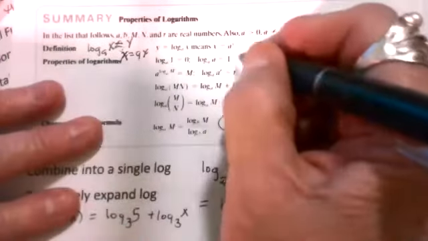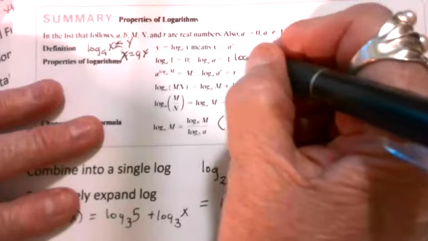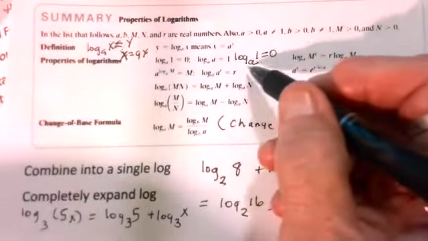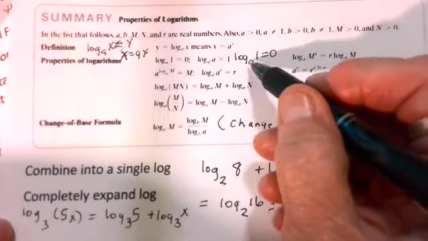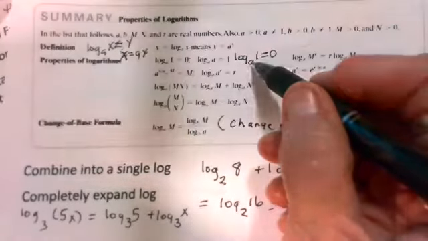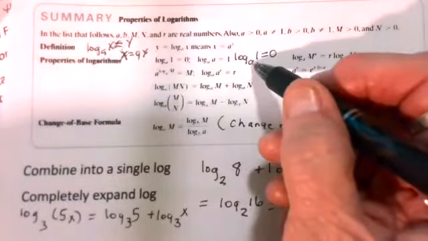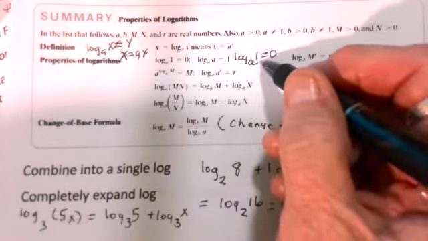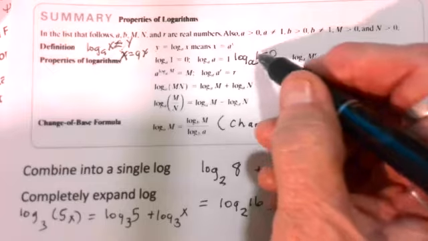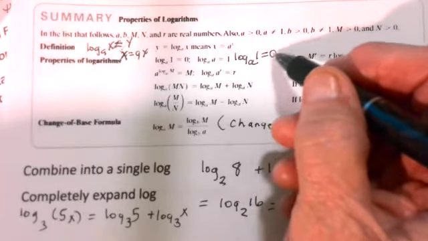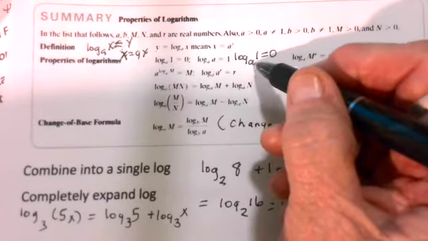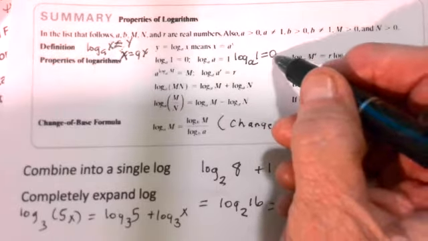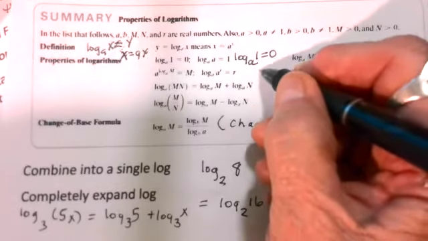This says log base A of 1 is 0. The base is not going to be 1 either. It could be greater than 1 or less than 1. It just can't be 1 because 1 to any power is just 1. But if it's log base A of 1, then that's 0 because A to the 0 equals 1.